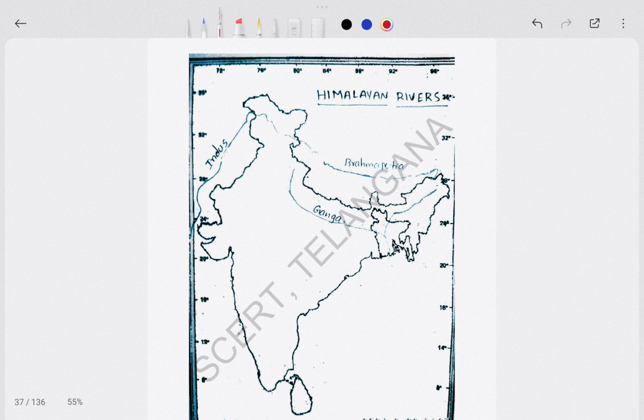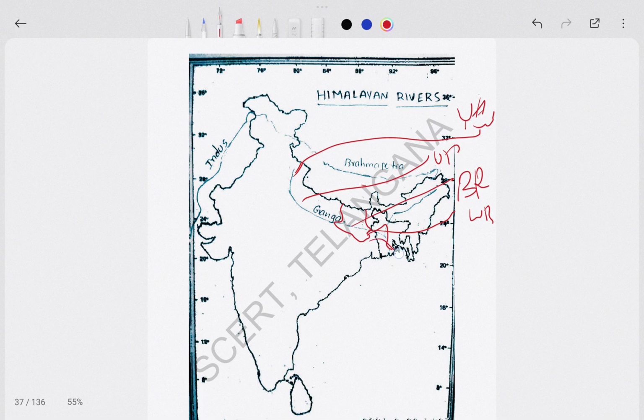Here you will see this is the Ganga plain. This is Uttarakhand. I will write UK for Uttarakhand. What is the short form of Uttarakhand? They write something like UT. I don't know. And this is UP, and this place is Bihar. After that the river moves to West Bengal, and from here it moves to Bangladesh.